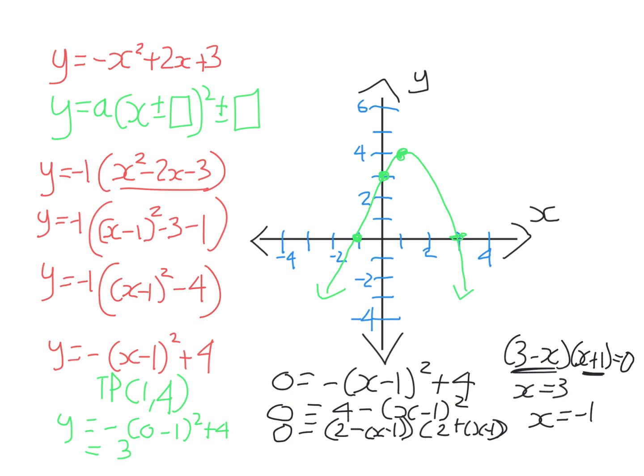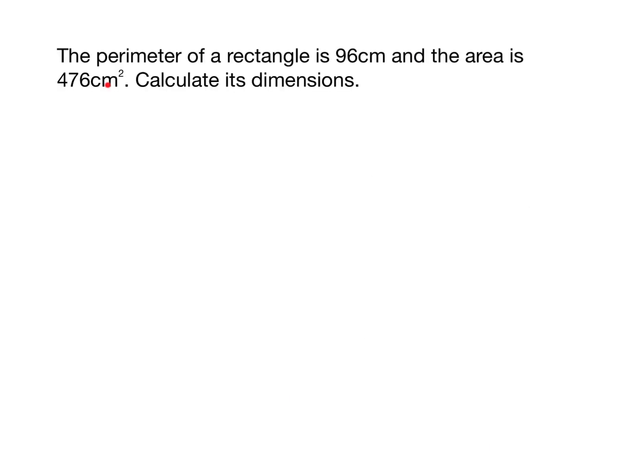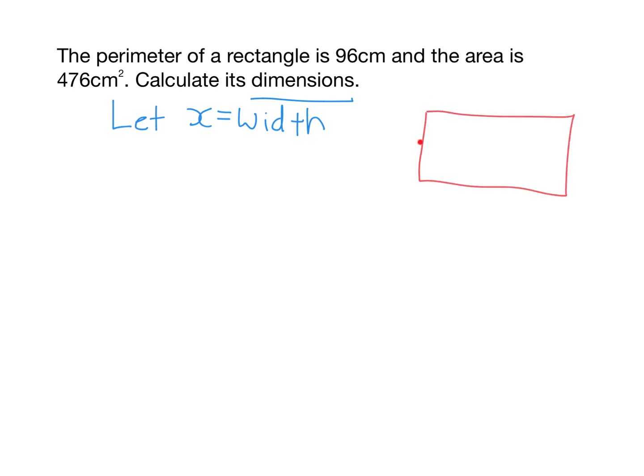Let's now look at some applications of quadratics. So the perimeter of a rectangle is 96 centimeters, the area is 476 centimeters squared. Calculate its dimensions. When you're doing a worded problem, always start by letting x equal one of the things you're trying to find. So here we want the dimensions, we want the width and the length. So I'll just let x be the width. Now, if I have a rectangle whose perimeter is 96, that means it's 96 all the way around. That means its length plus width is half of 96, so 48. So width plus length equals 48.